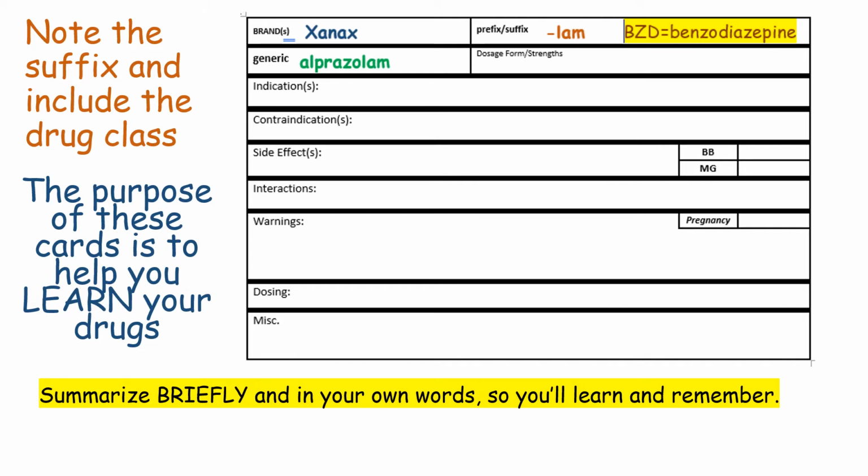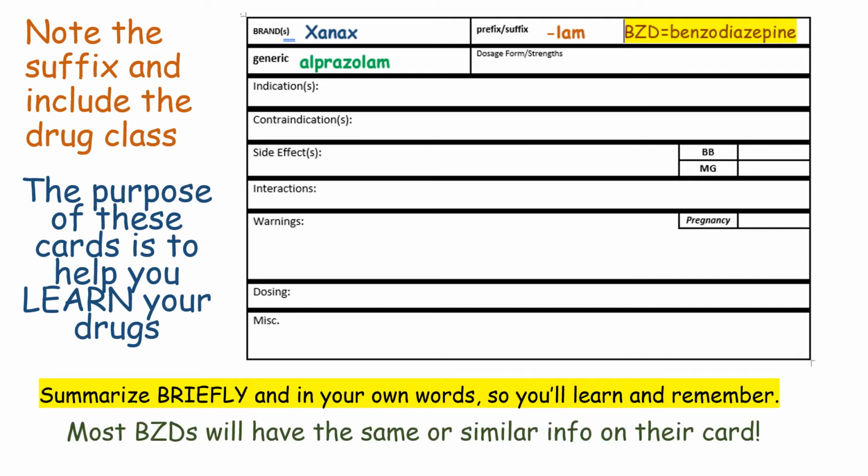You won't be writing like may cause drowsiness, do not drink alcohol. You can just put MCD or ETOH. So most benzodiazepines will have the same or similar information on their card. I think there's over 32. So once you learn the indication, contraindications, side effects, interactions, warnings of one, it's going to be very, very similar, if not the same, for the rest. That's the value in these cards, and identifying out of all the drugs which are the most important of all.